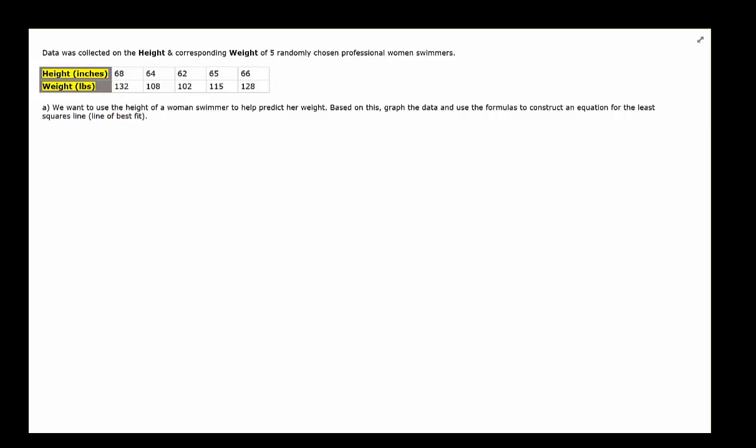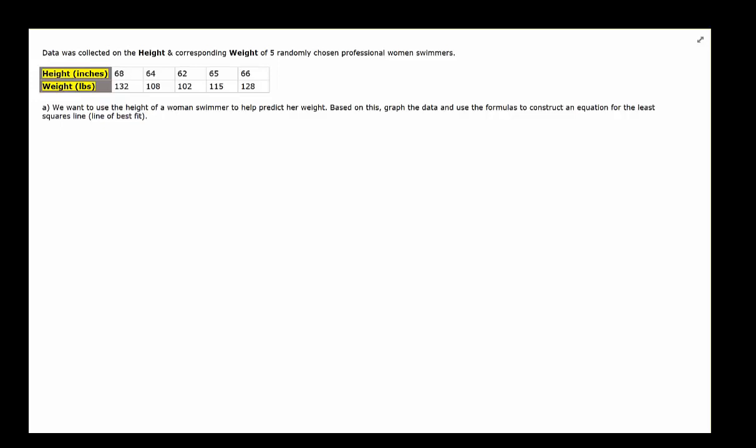But for now, we're asked to graph the data and get a visual of how these variables are related, and also to create the line of best fit, or the equation of the line of best fit. We want to use the height of a woman swimmer to help predict her weight. So that will set up our variables. X will be the height and Y will be the weight.